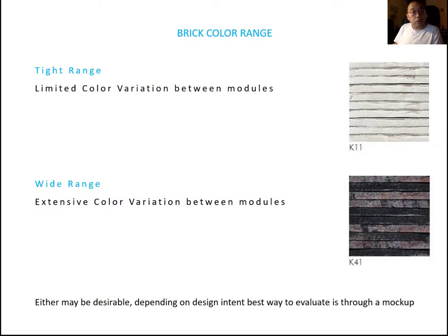The brick color range. You remember the difference between the tight range and the wide range, right? A tight range is limited color variation between the modules. When you want a more monolithic looking brick elevation, you can choose a very similar color tone between the modules to make your wall a similar tone. But if you want more extensive color variation between the modules, you might consider the wider range. If you want more modularity and articulation in the elevation, you might consider the wider range. Depending on your design scheme, you might choose between the tight range and wide range.